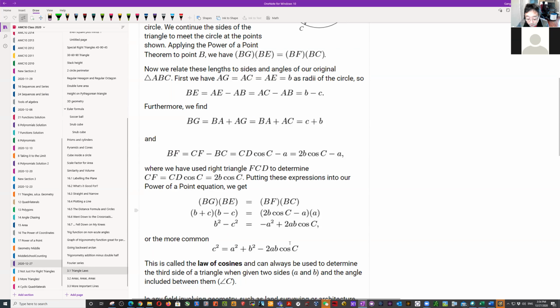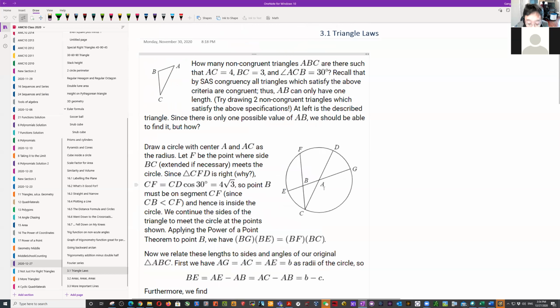And so if we are given an angle, and the special angle is the right angle, the cosine of a right angle will be 0. So basically, the Pythagorean theorem is a special case of the law of cosines. The law of cosines is proved by drawing a triangle.